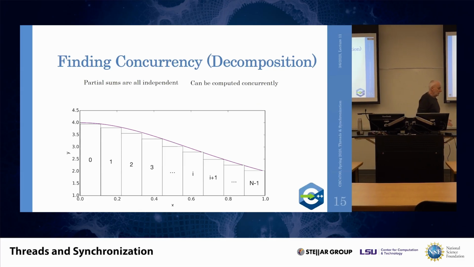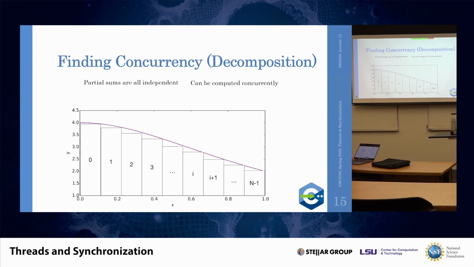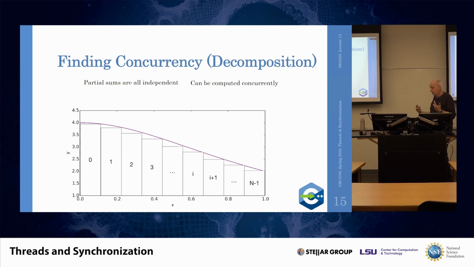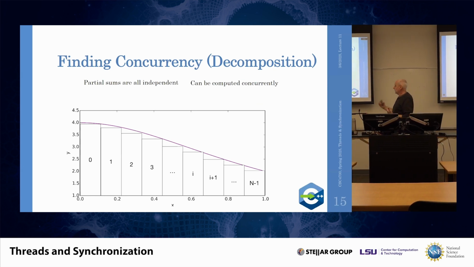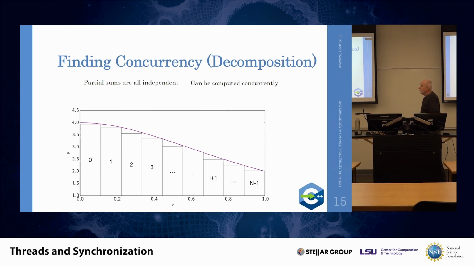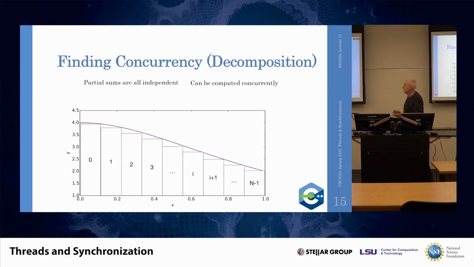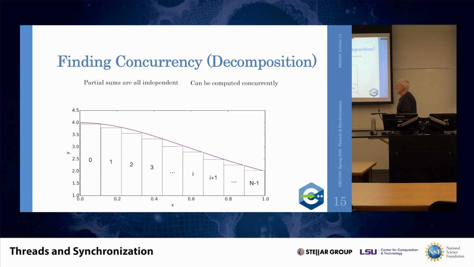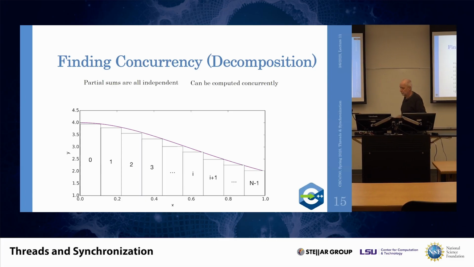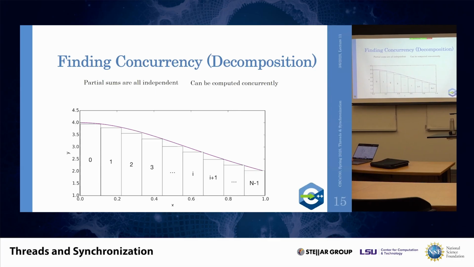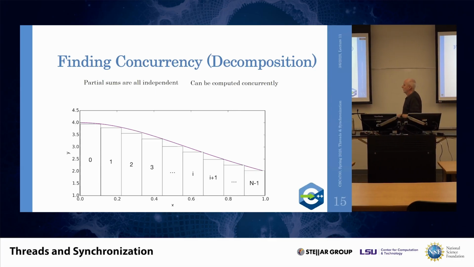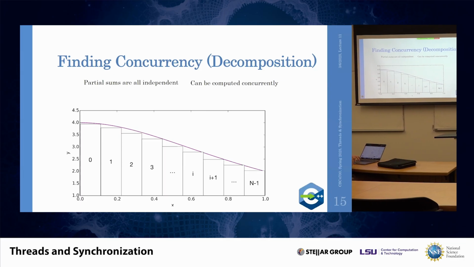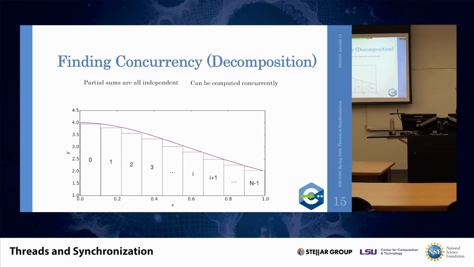We want to parallelize things. So how do we do that? Well, the first thing, as I said, is we have to figure out how we can decompose our problem after discretizing it. Well, we discretized it. Now we need to decompose it into smaller pieces that we can possibly run independently in parallel on different cores. We obviously see that the partial sums are all independent.